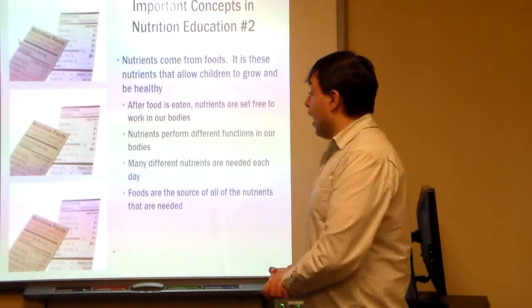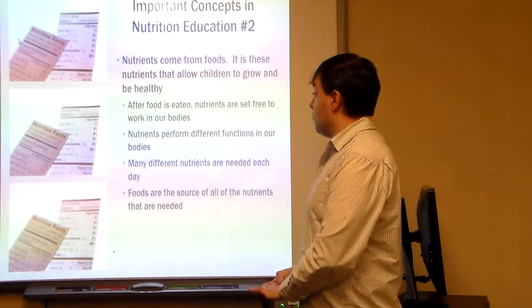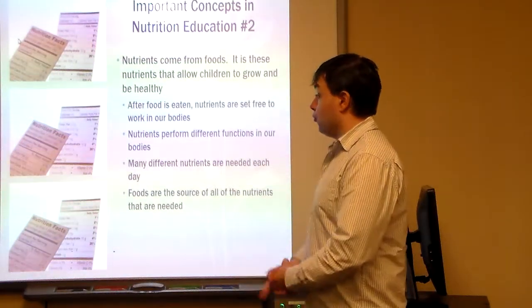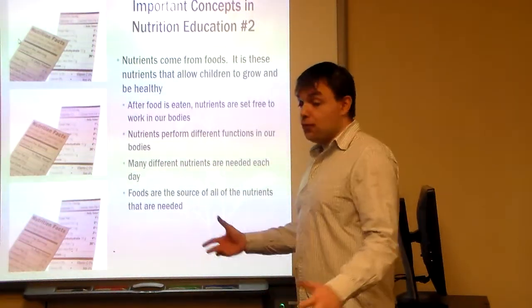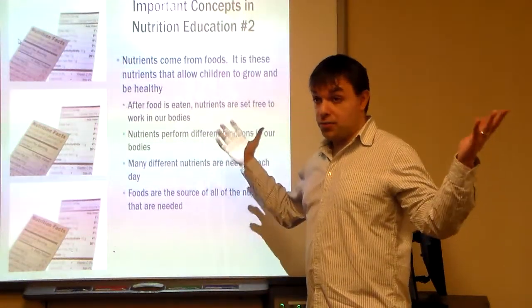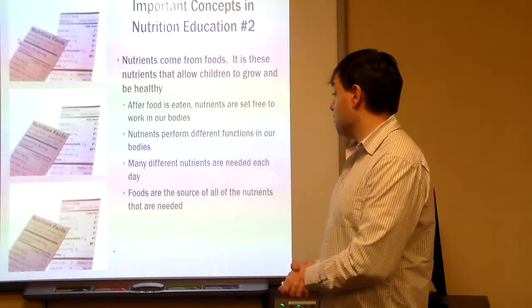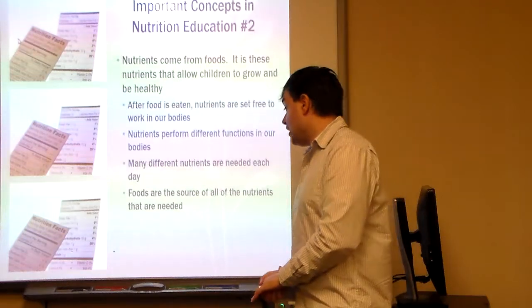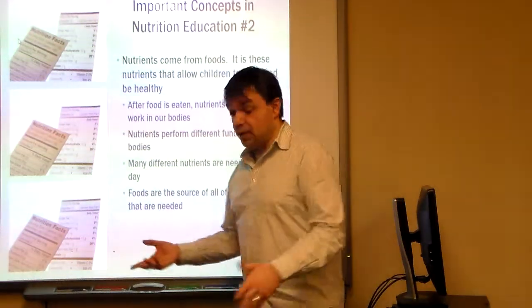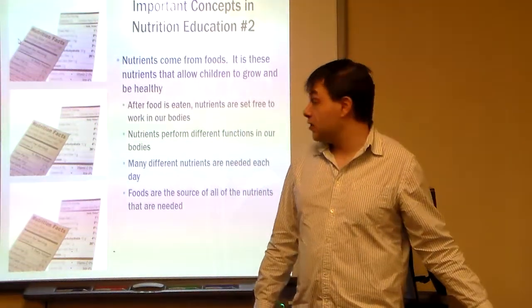So other things to consider is that nutrients come from foods. Nutrients allow children to grow and be healthy. Once food's eaten, nutrients go to work in our bodies, making us feel better, helping improve our system. They're needed each day. And foods are what gives us the source of the nutrients that we need to be successful.